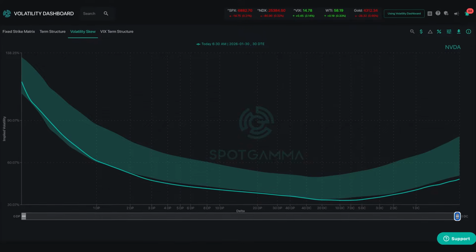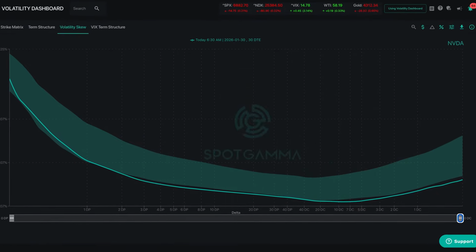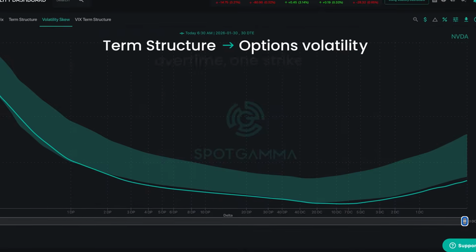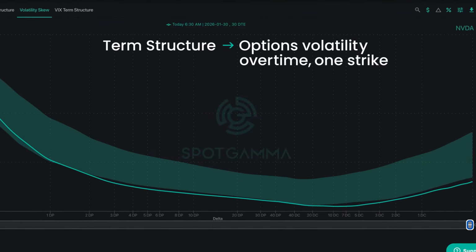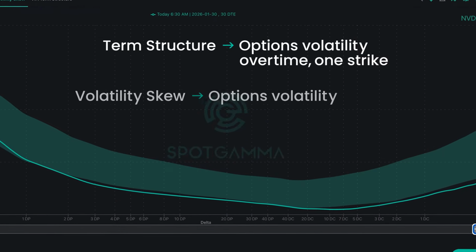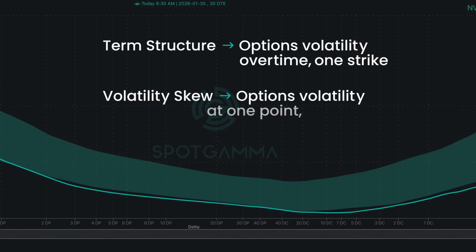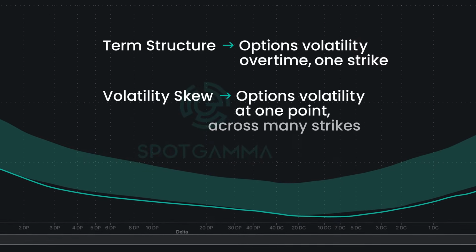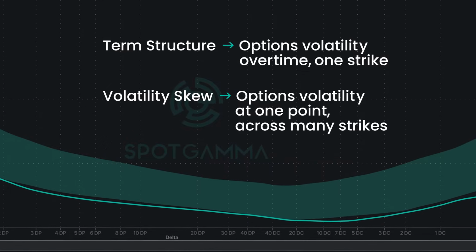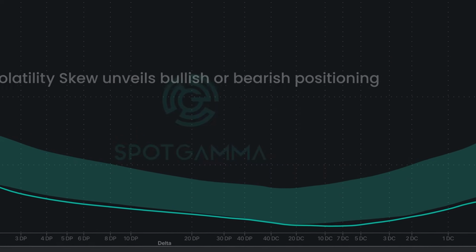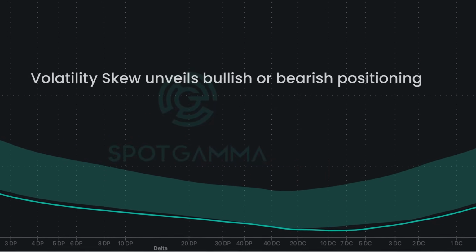Volatility Dashboard is the Volatility Skew tab. Unlike the Term Structure tab, which shows you options volatility over time at the same strike, the Volatility Skew tab shows you implied volatility readings at one point in time across many strikes. This view is important for understanding if the market has bullish or bearish expectations for names you are trading.